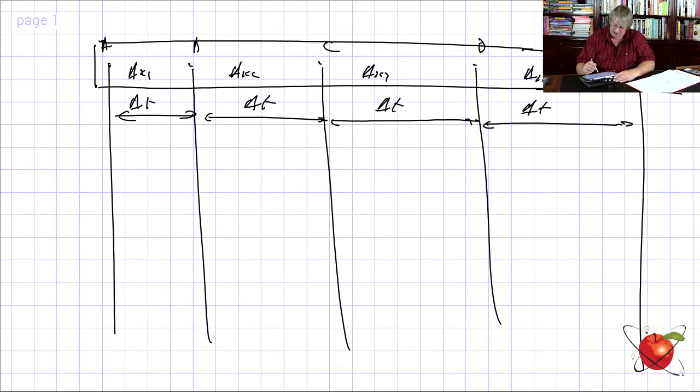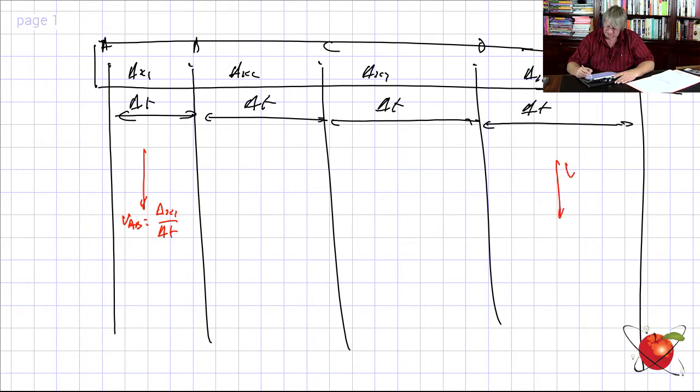Now, we read the question. If they want the average velocity between A and B, it's VAB. It is, in other words, delta X1 over delta T. If they want the average velocity between D and E, VDE is delta X4 over delta T. And basically that's that.